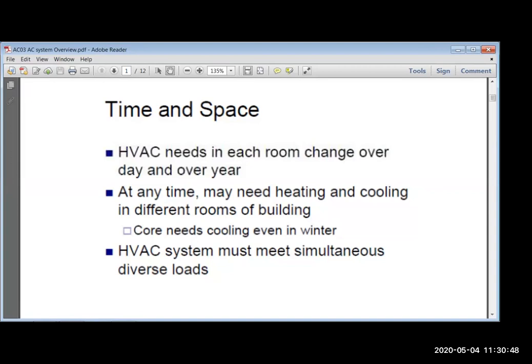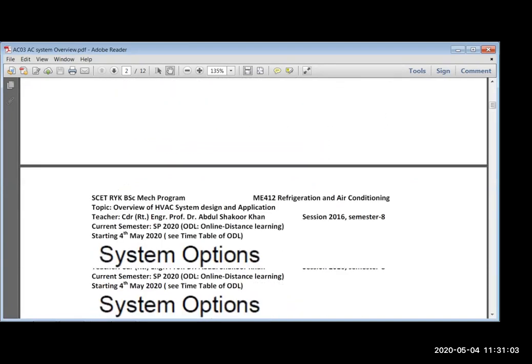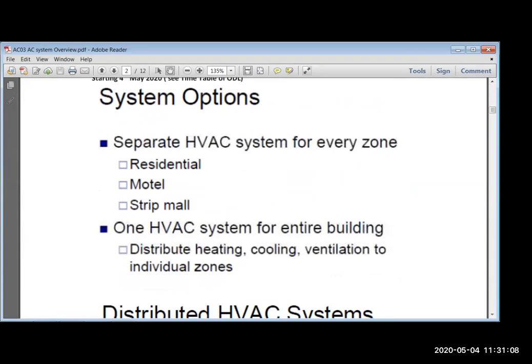So the HVAC system must simultaneously meet diverse loads. Somewhere cooling, somewhere heating, somewhere nothing is required. This is the meaning of this sentence. Now, you have the following system options.